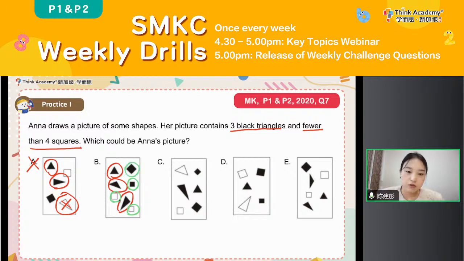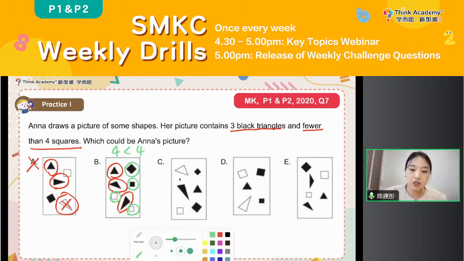Fewer than means less than, smaller than, right? So this time we got equal to 4 squares. Can we say 4 is fewer than 4? No, definitely not, right? So cancel it. Okay, then let's have a look. How about the option C?